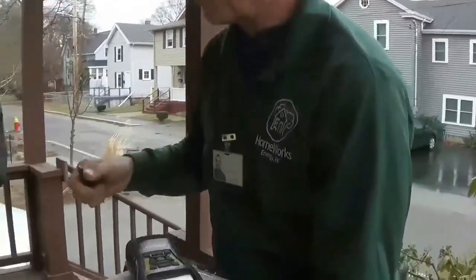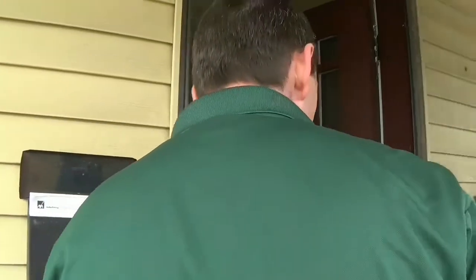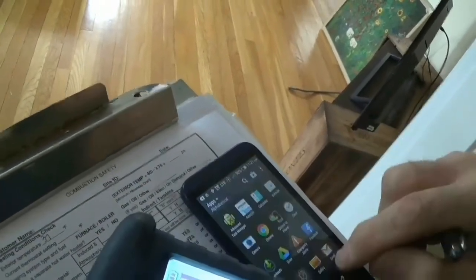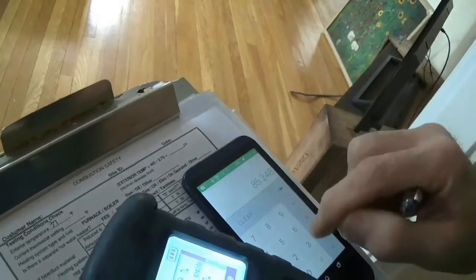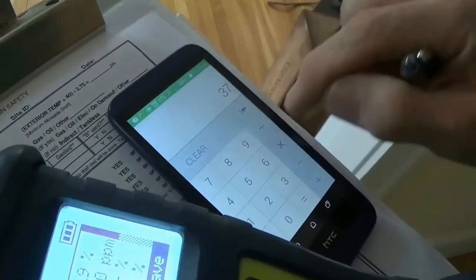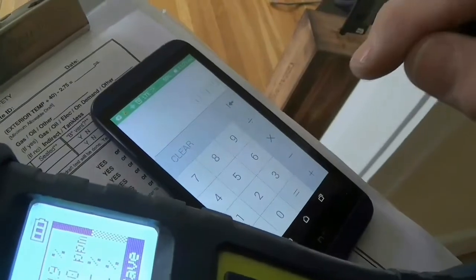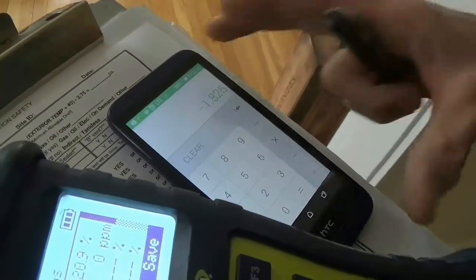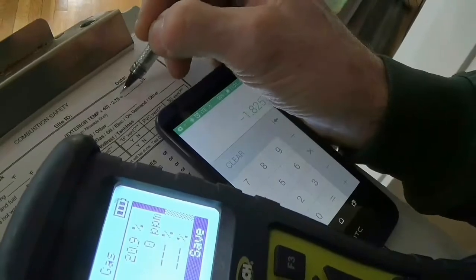Okay, I'm zeroed out. We can go inside. We don't have to stand out in the cold anymore. So I used the calculator on my phone. Oh, let me give some light. I'll clear it. 37 divided by 40 equals minus 9.25 minus that magic number 2.75. So I get a minimum draft pressure of minus 1.825. So I write that down.